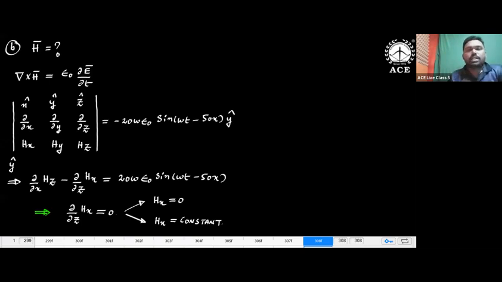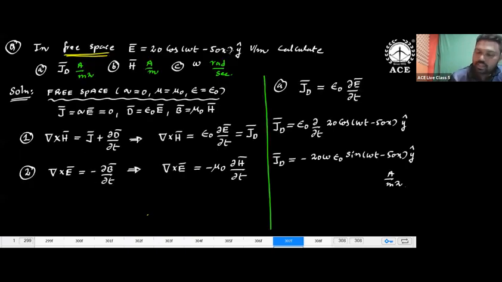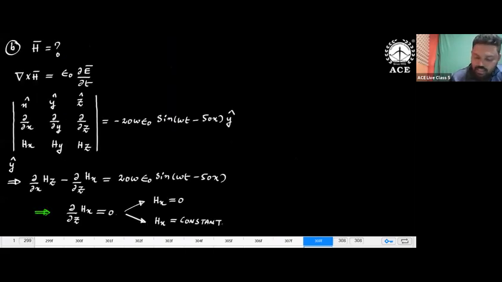Hx cannot be constant beta. Why? Because we are dealing with the time varying fields. I'll repeat again. Hx cannot be constant because we are dealing with the time varying fields. Let me go back. Time varying electric field will give space varying magnetic field, and time varying magnetic field will give the space varying electric field. So Hx, no field cannot be constant here because we are studying this under the context of time varying fields. So this is not possible.